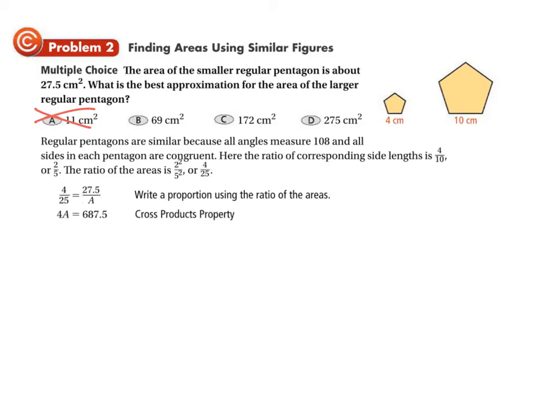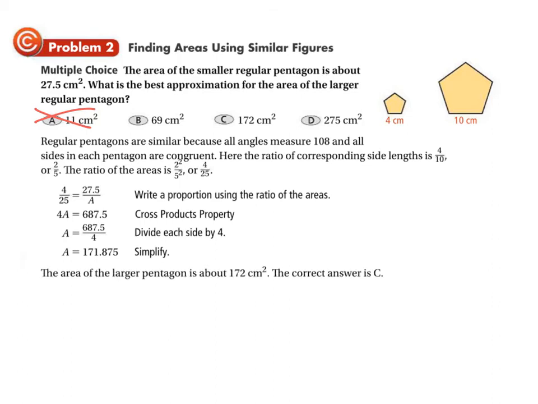Okay, well, if we cross multiply, we get 4 times A, or 4A, equals 25 times 27.5, which is 687.5. They call that the cross products property. Dividing both sides by 4, we find that it has an area of approximately 171.875, and if we round it to the nearest unit, the area of the larger pentagon is about 172 centimeters squared. You see that here for answer C. So let's mark it. That's the right answer.